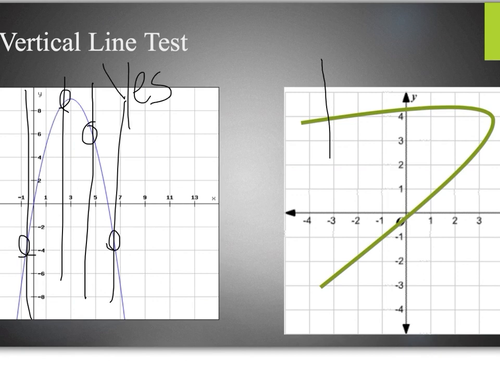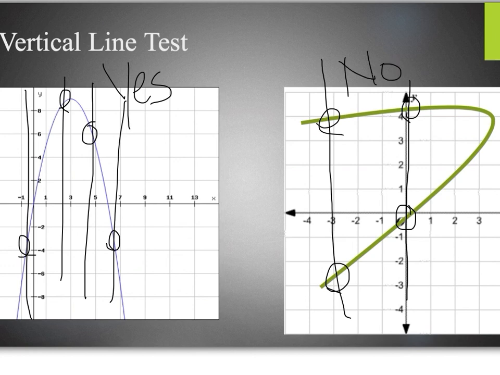Here, if I draw a vertical line right here, you can see that it crosses at 2 points. If I draw a vertical line right on the y-axis, it crosses at 2 points. If it crosses at 2 points at any spot, it is not a function. So that's the vertical line test.